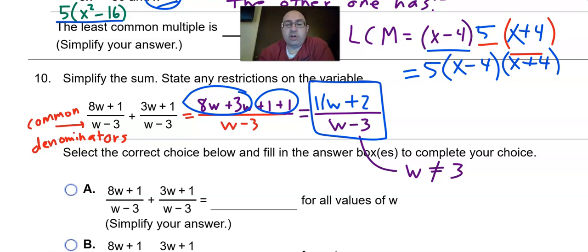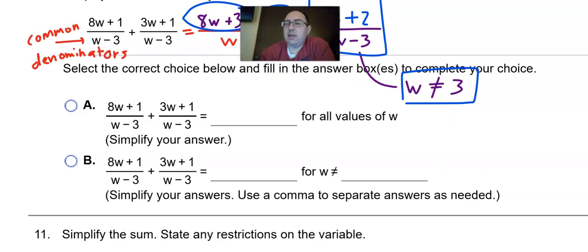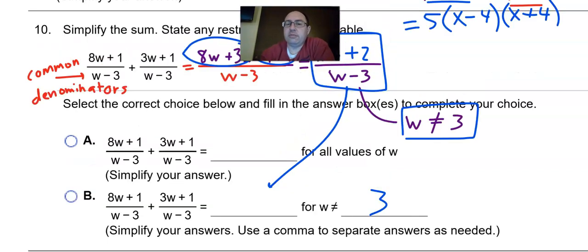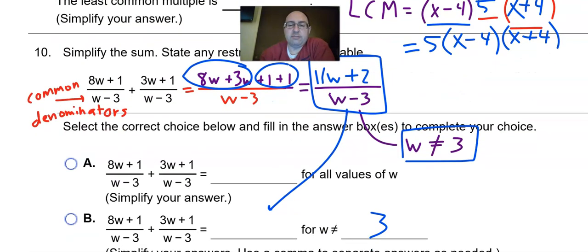They're going to ask you about restrictions again. Look at the denominator. W cannot be equal to 3. You're just going to have to put a 3 in the box, because your real answer will go here, and you'll put a 3 in the box, good old stuff like that.